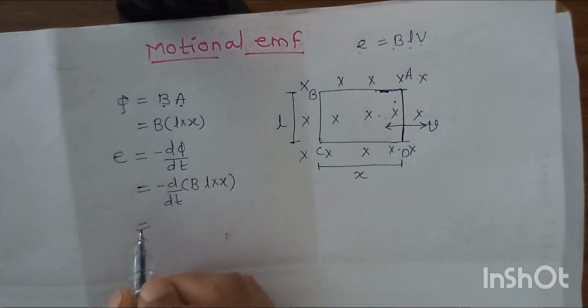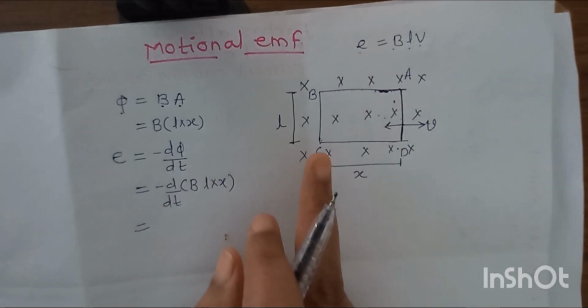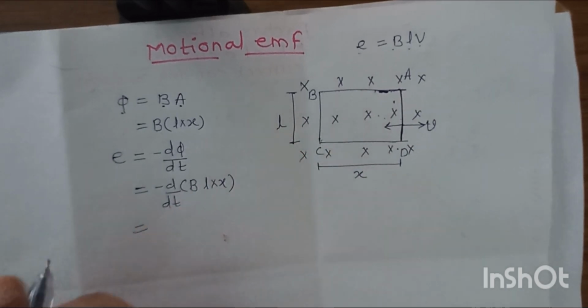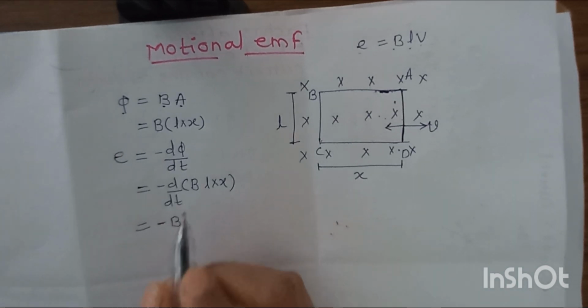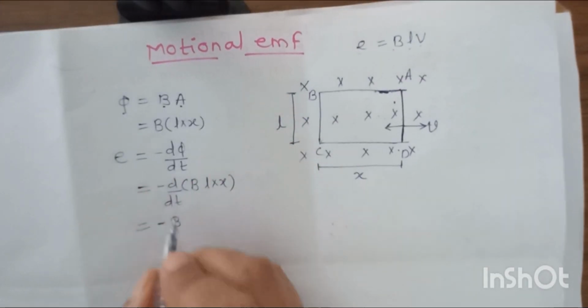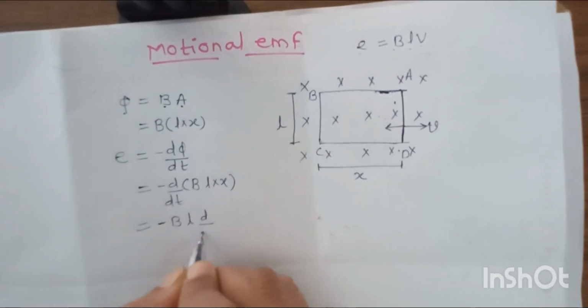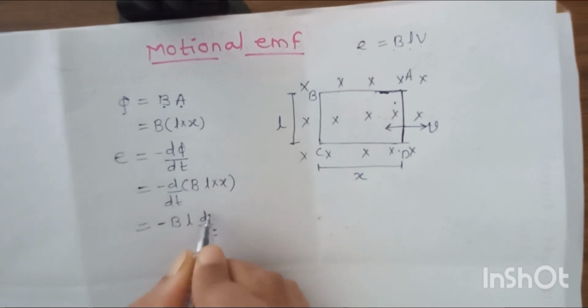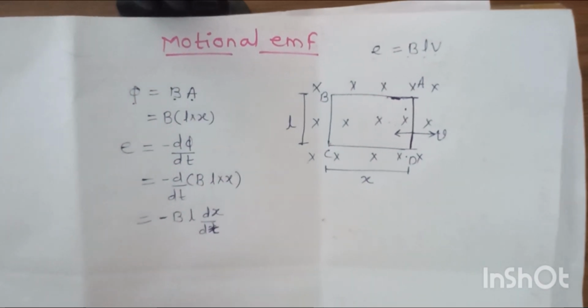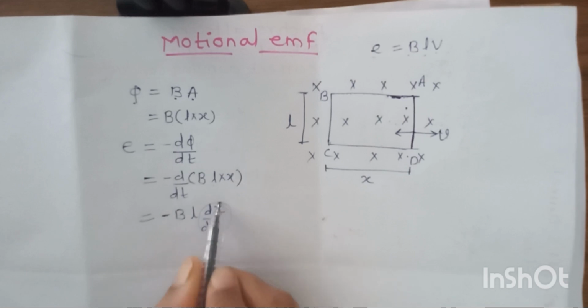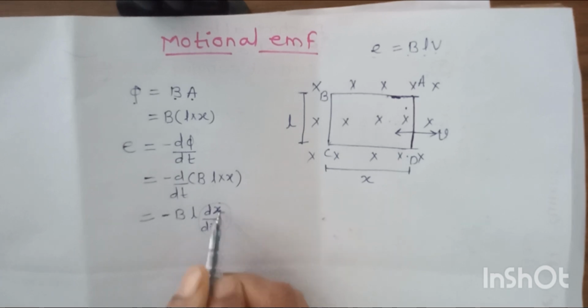We know that the magnetic field for this given experiment remains the same, so we can take the magnetic field as a constant outside, and the breadth also remains the same. Inside, X will keep on changing because we are moving the rod towards BC or away from BC, so the length X keeps changing. This is the change in distance with respect to time, and the change of distance with respect to time is nothing but velocity V, distance by time.